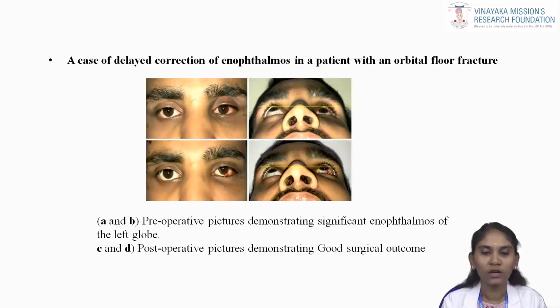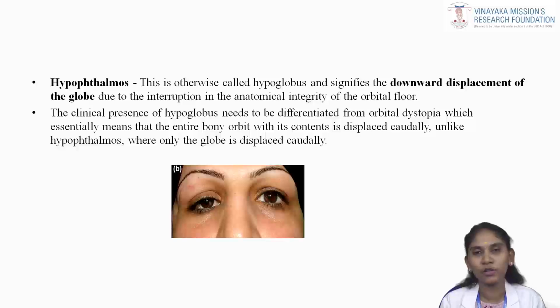Here this is a case of delayed correction of enophthalmos in a patient with orbital floor fracture. Pictures A and B depict significant enophthalmos of the left globe, and it is treated. After treatment, there is a good surgical outcome, pictures C and D. And coming to hypoglobus. What is hypoglobus? It signifies the downward displacement of the globe due to the interruption in the anatomical integrity of the orbital floor.